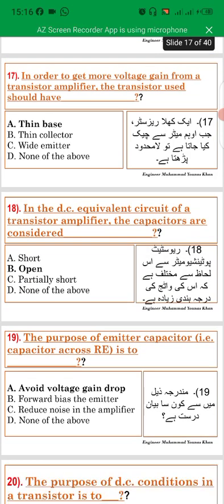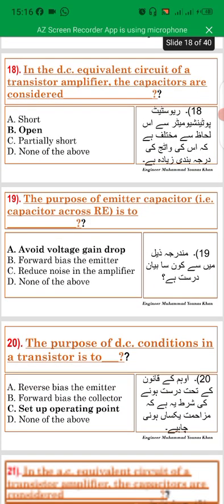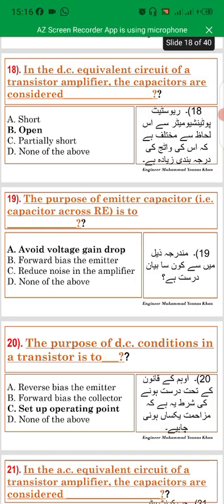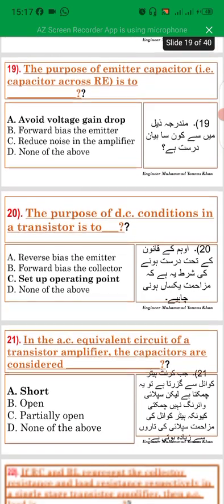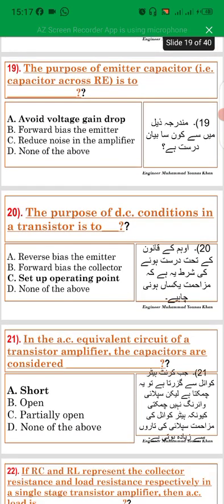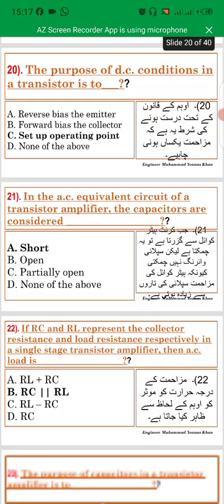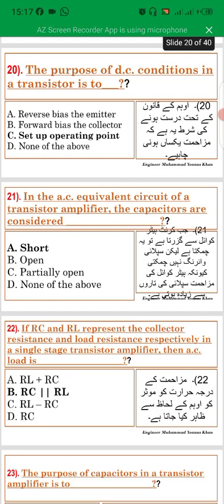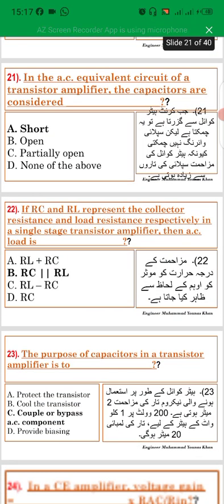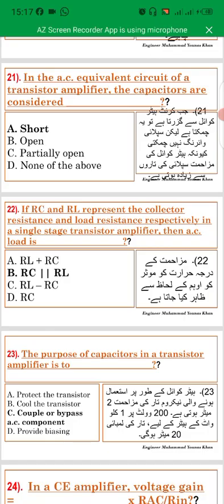In order to get more voltage gain from a transistor amplifier, the transistor used should have a thin base. In the DC equivalent circuit of a transistor amplifier, the capacitors are considered open. The purpose of the emitter capacitor across RE is to avoid voltage gain drop. The purpose of DC condition in a transistor is to set up the operating point. In the AC equivalent circuit of a transistor amplifier, the capacitors are considered short.